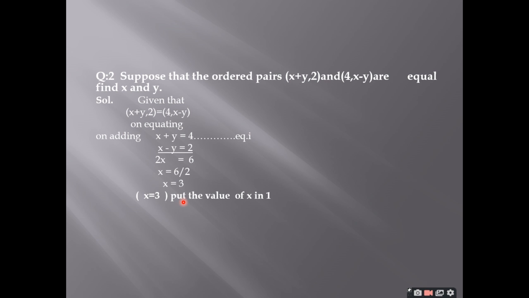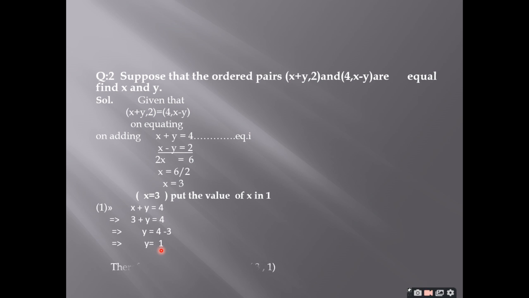Now we have to put the value of x in equation 1. So we write equation 1, which is x plus y is equal to 4. When we put the value of x in this equation, it will be 3 plus y is equal to 4. Now we have to find the value of y. So we write y separately and then transpose 3 to the right hand side. Now it will be y is equal to 4 minus 3. y is equal to 1.